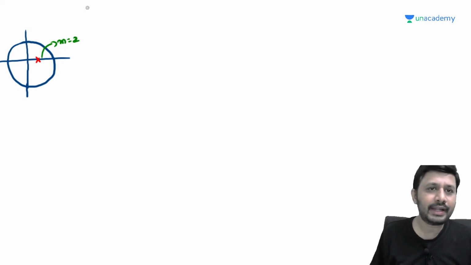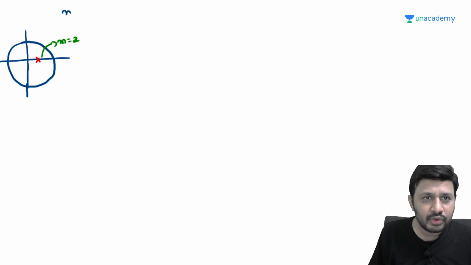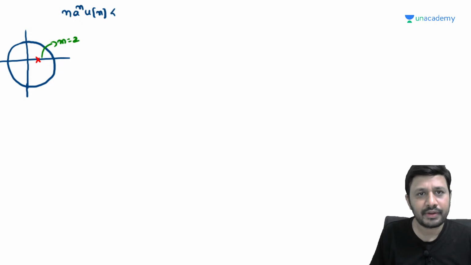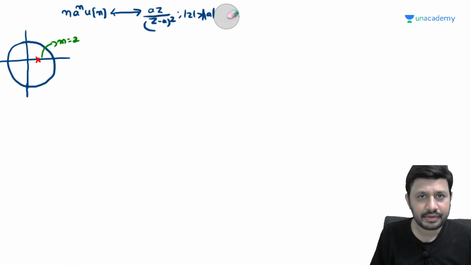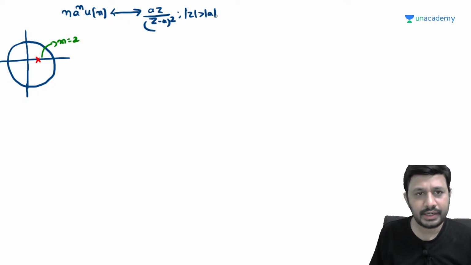For this, how to get the time domain signal? You have to use one more standard Z transform pair, that is n into a power n u of n. Do you remember what is the Z transform for n a power n u of n? a z by z minus a whole square for mod z greater than mod a. While discussing the differentiation in Z domain property, we have seen this. Say the pole is at 1 by 2 of order 2.